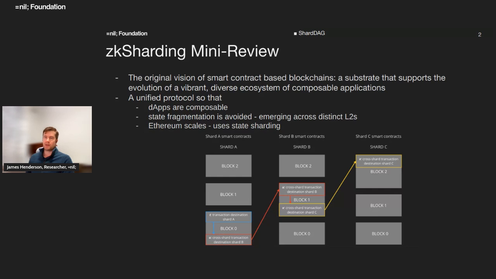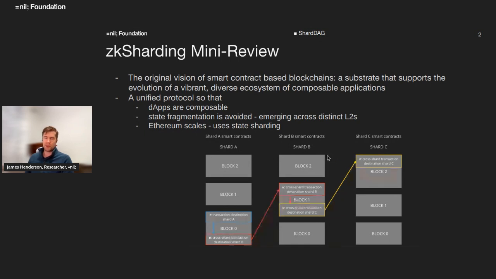State fragmentation is avoided. As I'm sure you're probably aware, there's a whole plethora of different L2s emerging in the Ethereum L2 space, and that is itself some form of state fragmentation. And of course, so that Ethereum scales. And in this case, we're going to scale using state sharding. The typical picture of which is something like I've shown in the diagram here at the bottom.